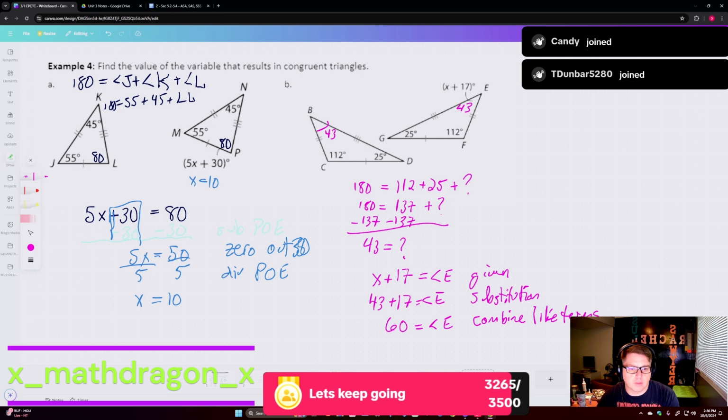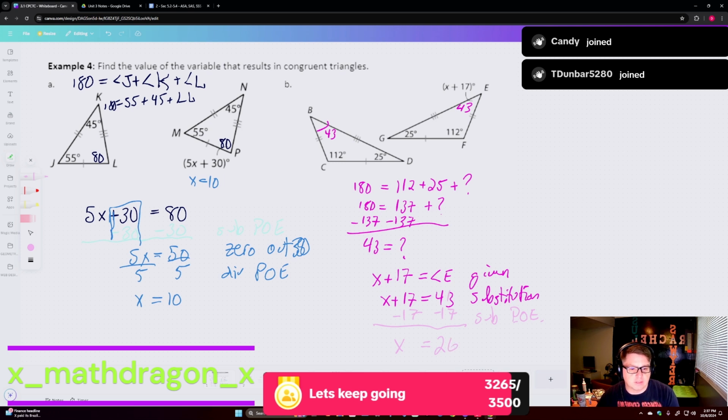What is wrong with that? Oh, I screwed up, I'm sorry. So when we do substitution, my bad, it should be x plus 17 equals angle E, which is 43 degrees. So, hey, mistakes and wrong answers are opportunities for growth and learning. We all do them. Don't think even teachers are perfect. We have mistakes too.